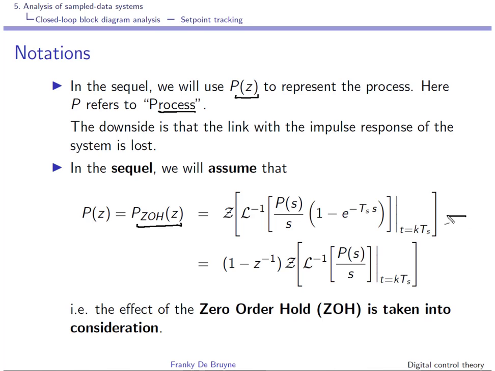As you can see over here, we have seen that you can rewrite it as follows, and here you can see that this is also equivalent to the step invariant description of the process. They are both equivalent. This is really important because when we assess a controller C(z), it is important to take the zero order hold mechanism into consideration.